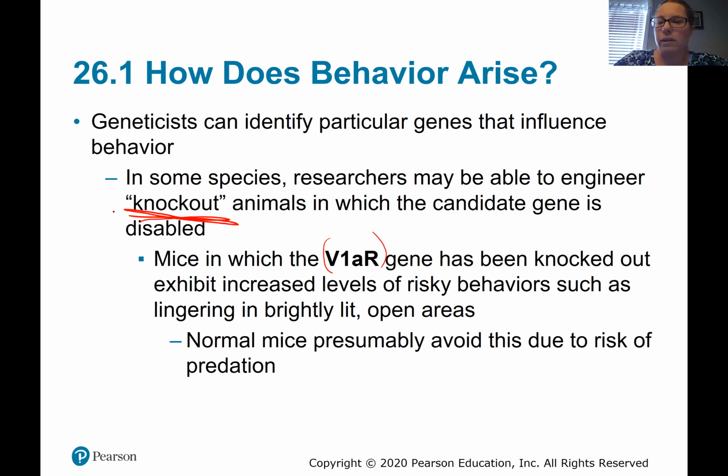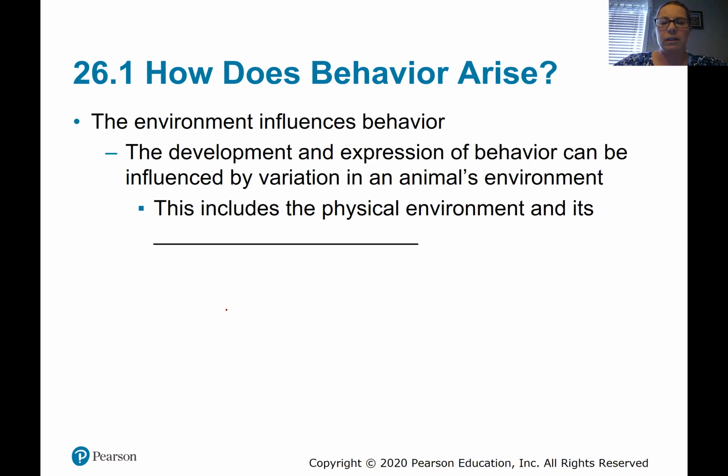If they remove this particular gene in this strain of mice, they see that they will engage in risky behaviors, like going out and hanging out in brightly lit areas. Mice scurry around, they hide, they like the dark areas, presumably to avoid predation. But if you remove this gene, they don't engage in those safe precautionary behaviors.